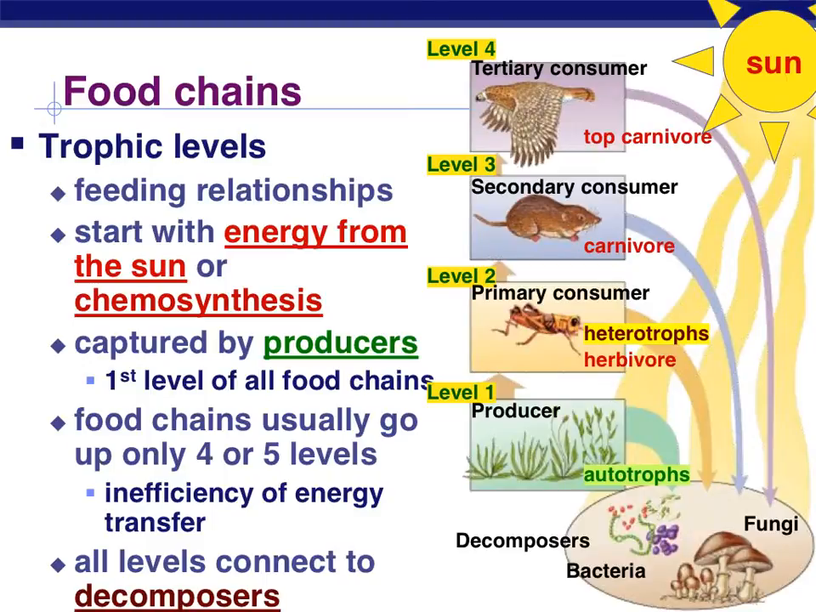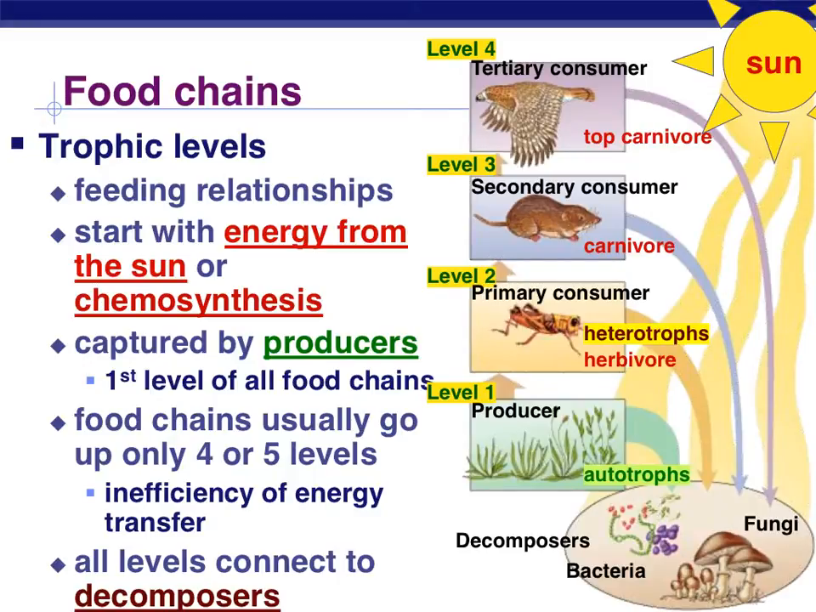So trophic levels show the feeding relationships between a couple of different organisms, or sometimes just two organisms. It always starts with energy from the sun, or from chemosynthesis. We're getting that energy from some kind of chemical compound, but the energy is being input from someplace. That energy is going to be captured by producers, which is going to be one of the lowest levels of your food chain, and it's actually the very first or starting level of all food chains.